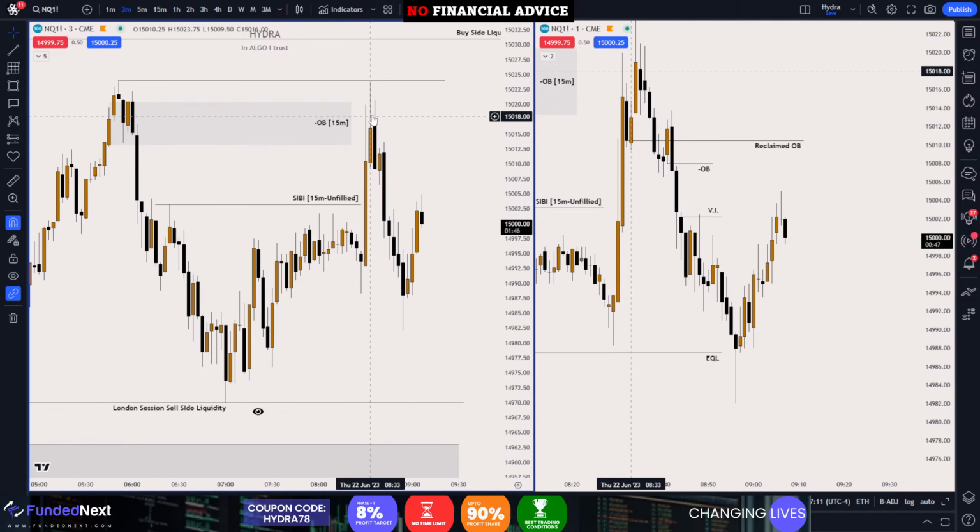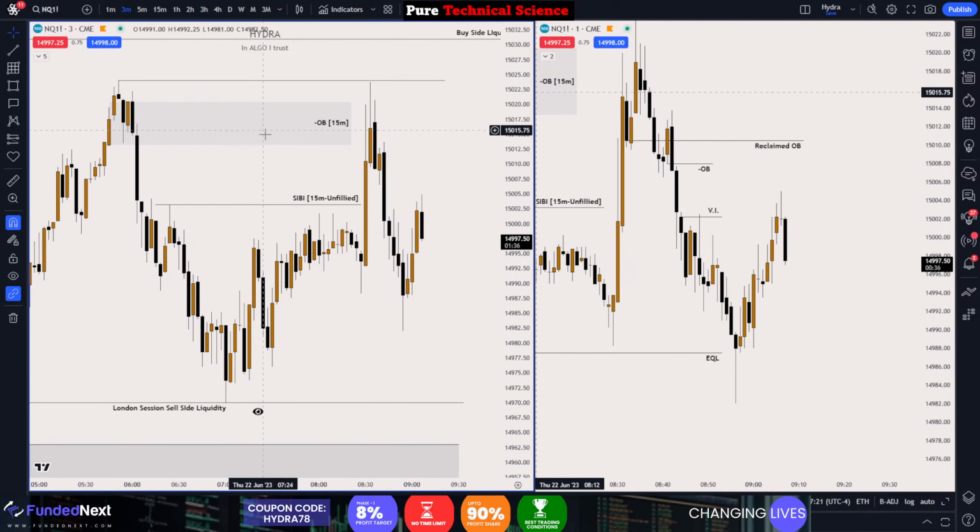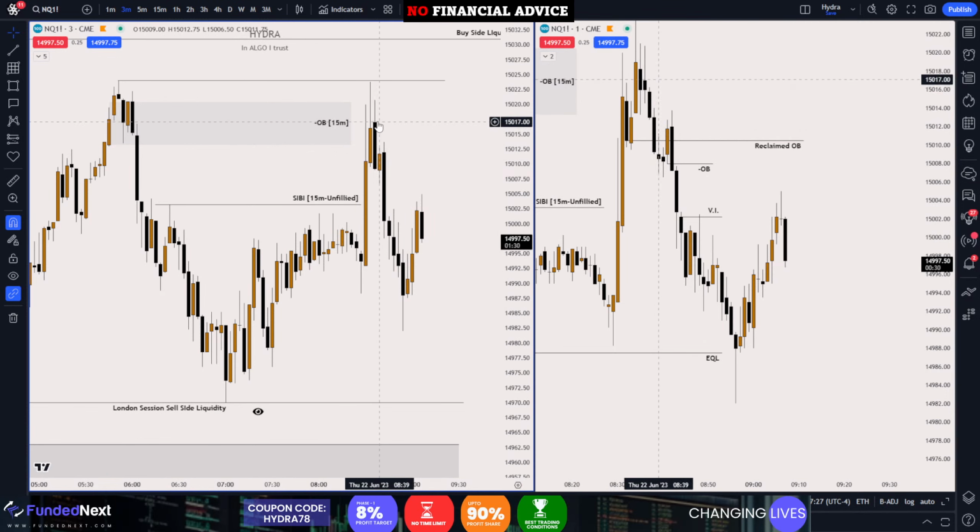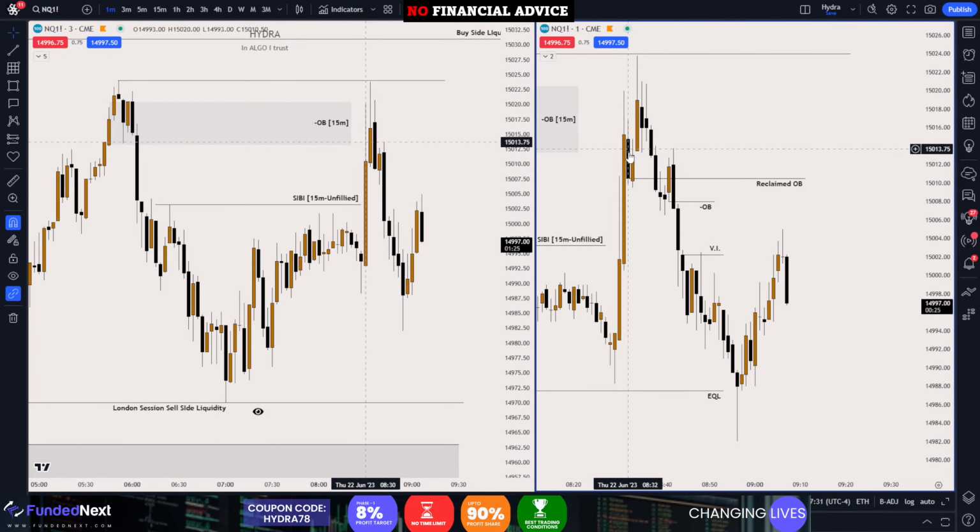Price remained bullish, aggressively bullish, and hit this order block. Then I waited to see where price is closing its candle's body, right? Price closes the candle's body inside the higher time frame PD area, which is the 50-minute order block. And then I took a short on the 1-minute chart from this reclaimed order block. So there's a lot of stuff.